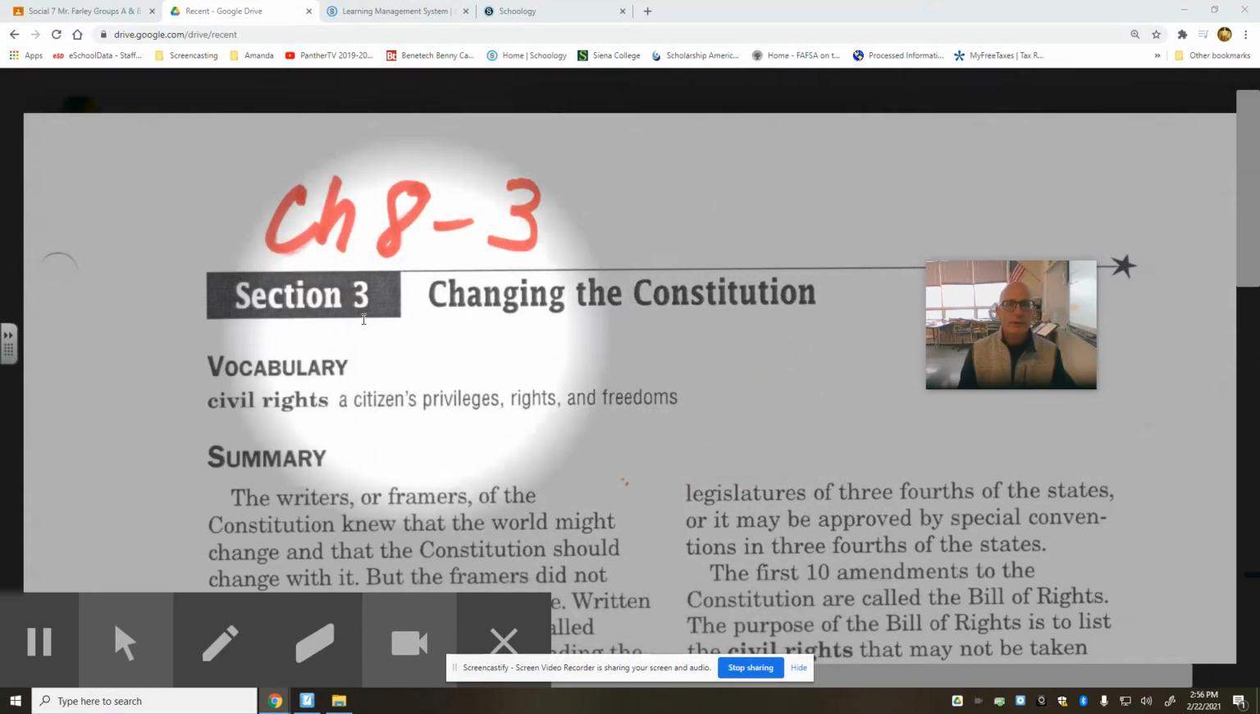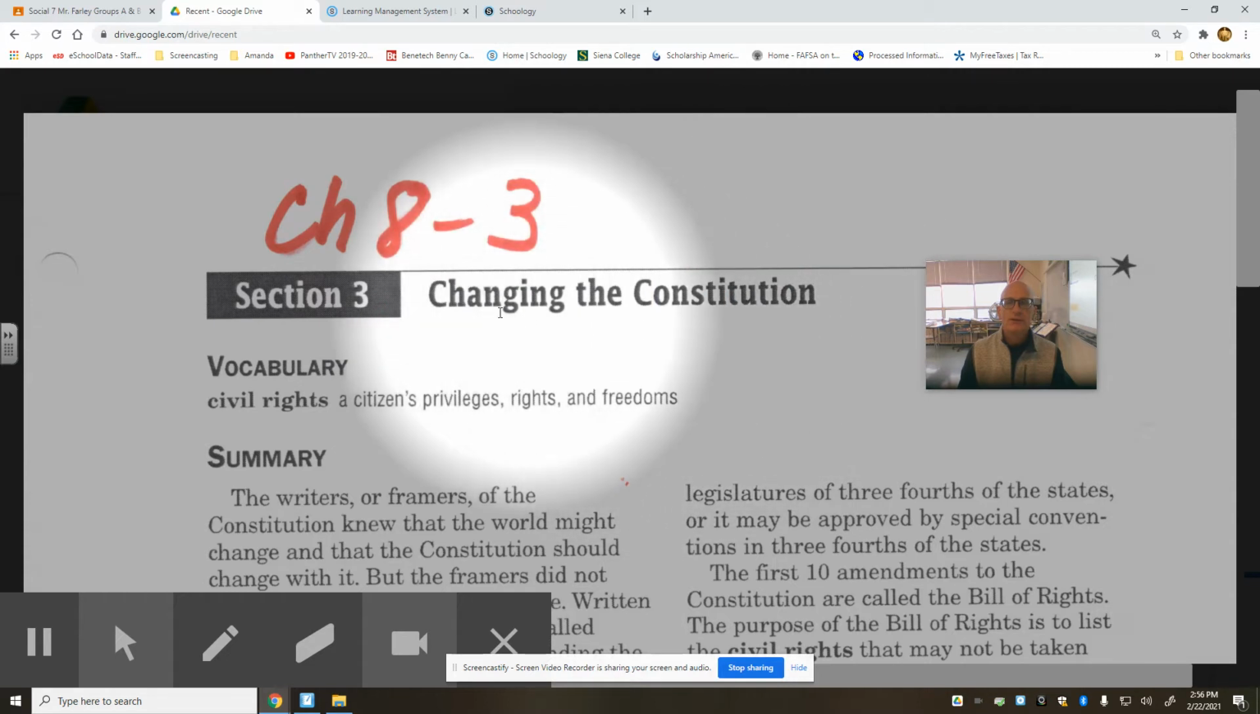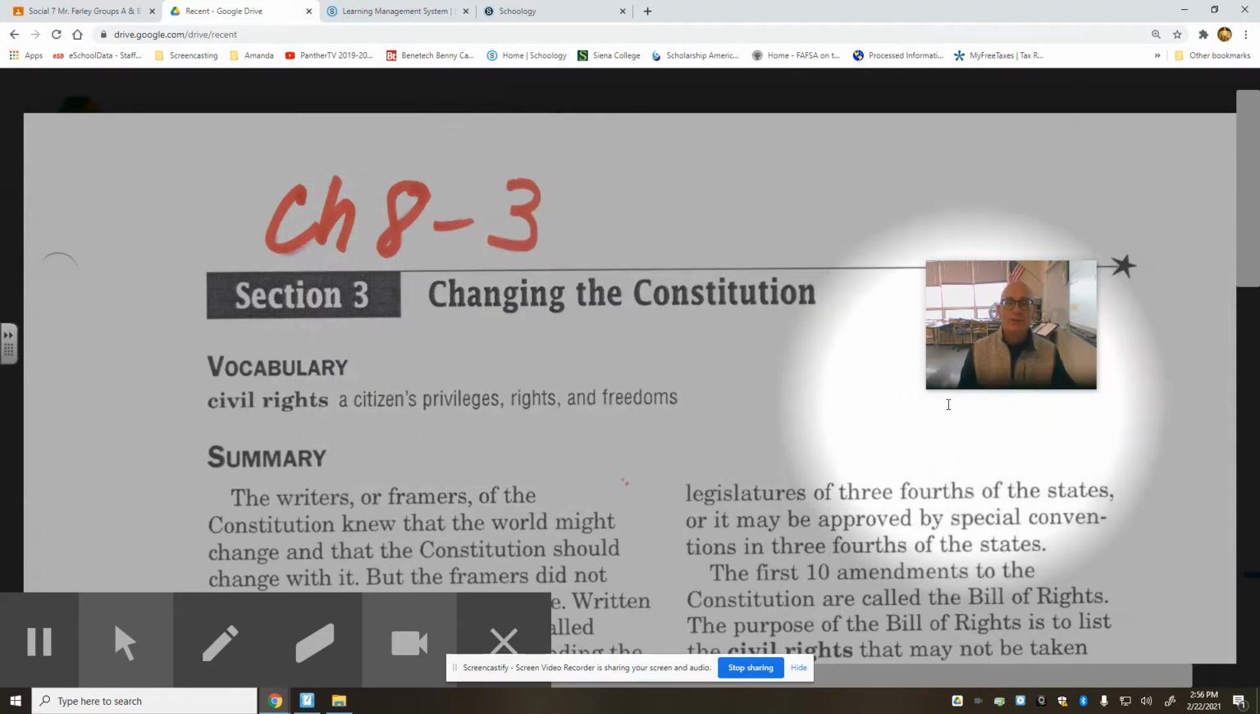Okay, seventh graders, today we're looking at Chapter 8, Section 3, Changing the Constitution. The name we're going to use when we talk about changing the Constitution is amending the Constitution. Amending or changing the Constitution.